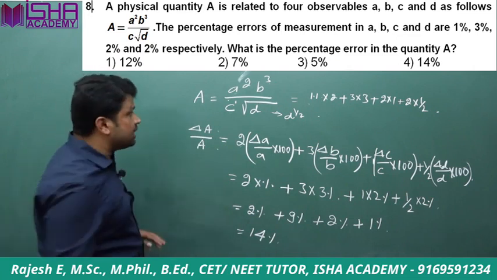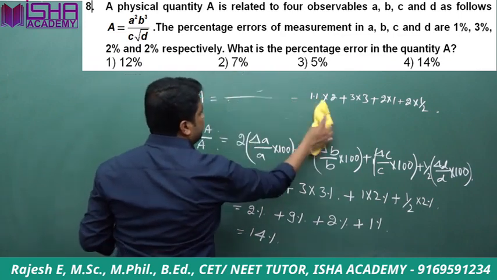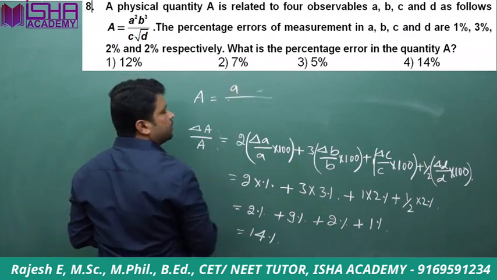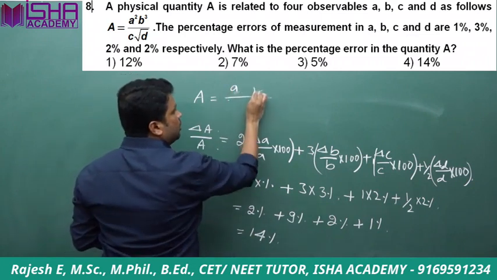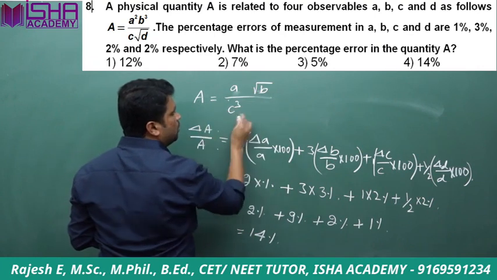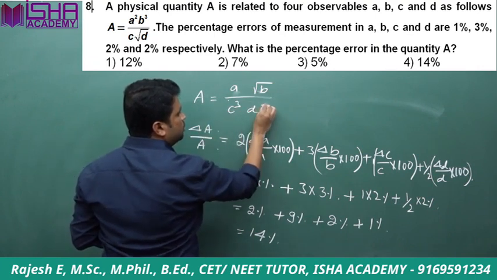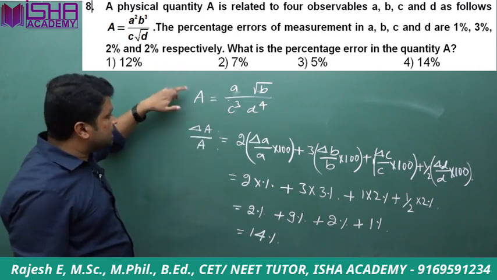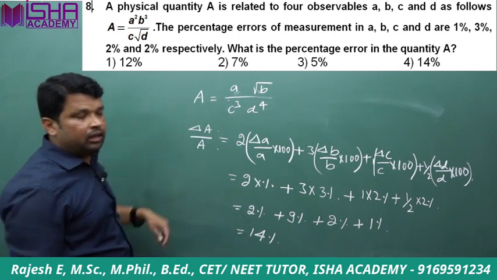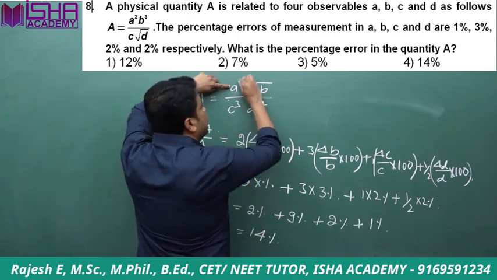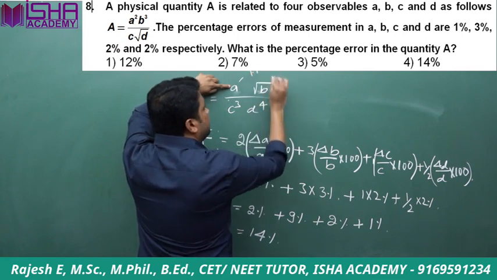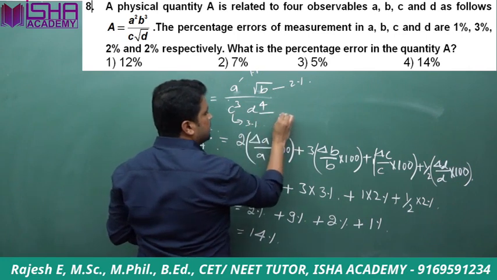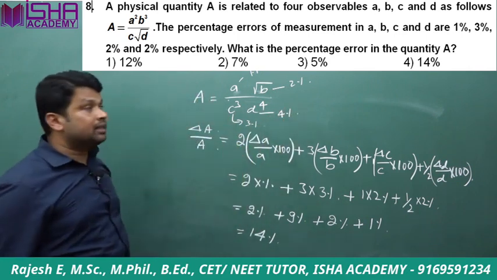Right? If the equation is, see, if the equation is A root B C cube, right, D to the power 4. If this is the equation, how are you going to calculate percentage error in physical quantity A? That is, error in A is say 1%, error in B is 2%, error in C is 3%, this is 4%. How are you going to calculate this?